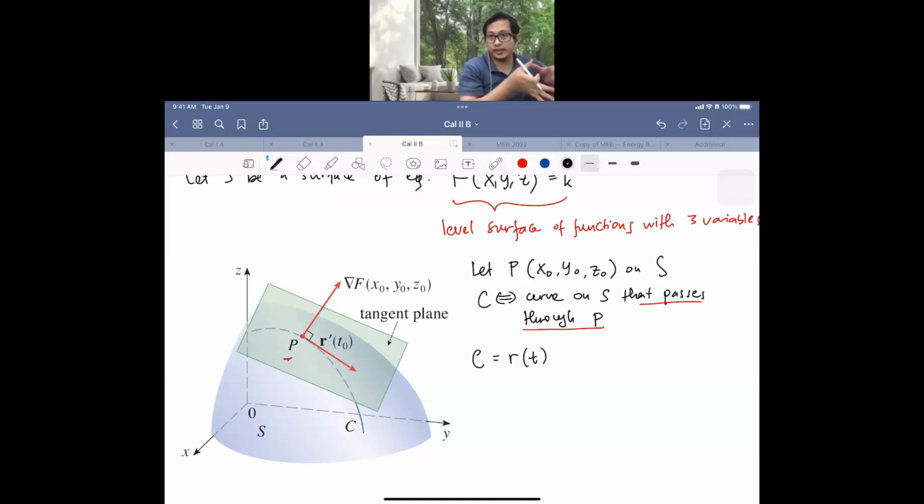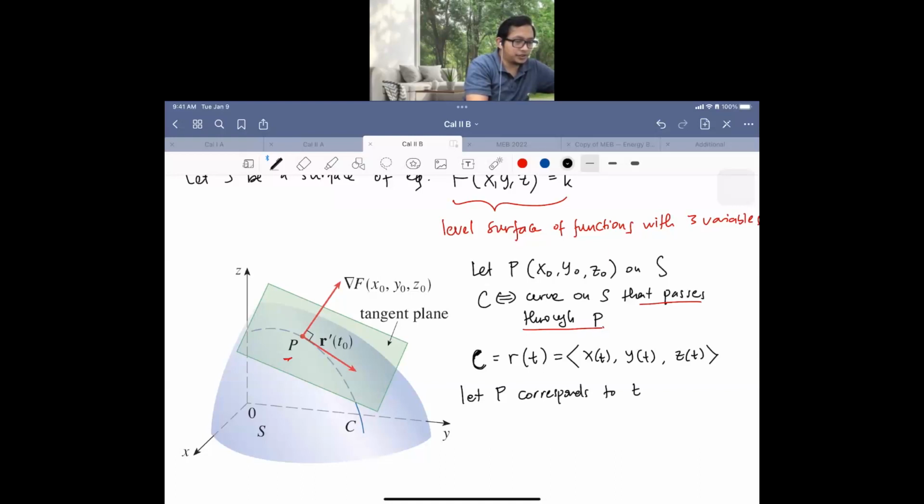So we are going to connect chapter 14 to chapter 13. So we are going to connect with the parametric equations for the vector function x(t), y(t), and z(t). Okay. And let this P correspond to the parameter t0, okay?